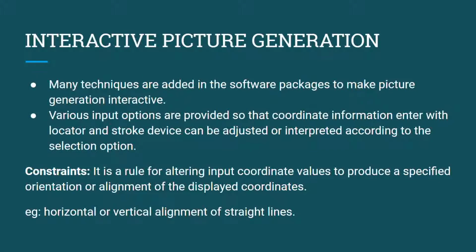Suppose we click the mouse at point A on the screen, and then we release the mouse button at point B, so there will be a straight line between A and B instead of drawing the jerky movement of the mouse. So this is a constraint.